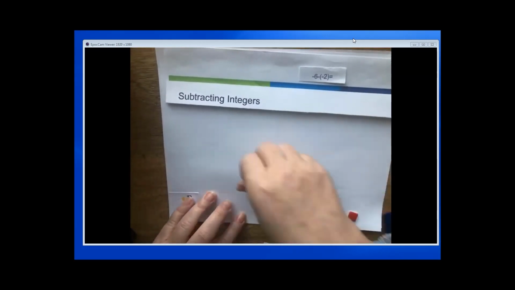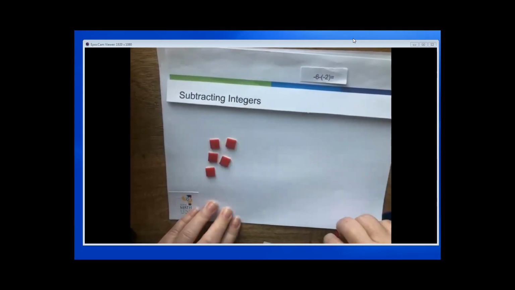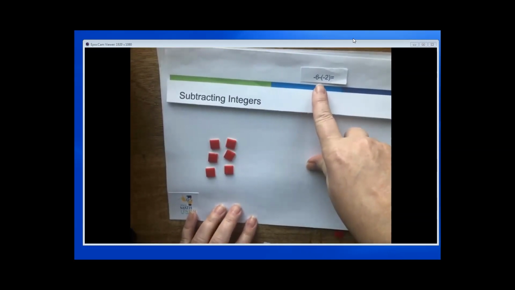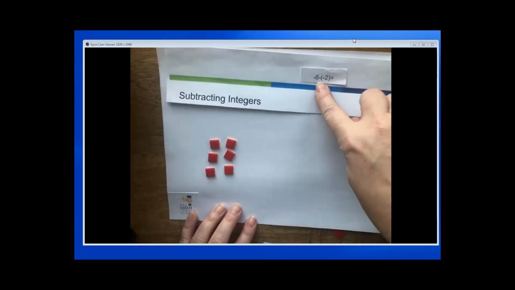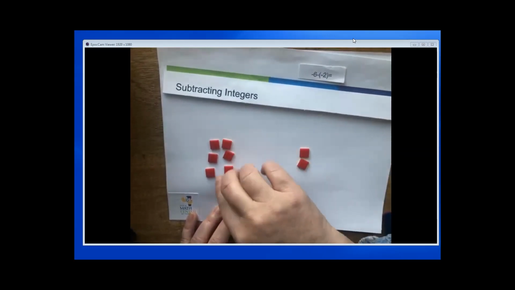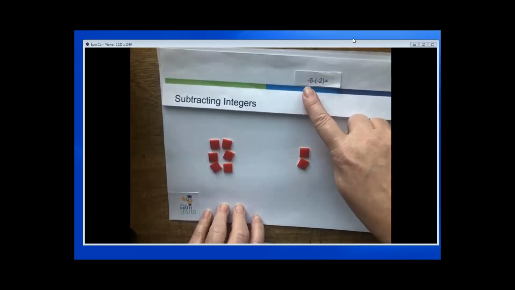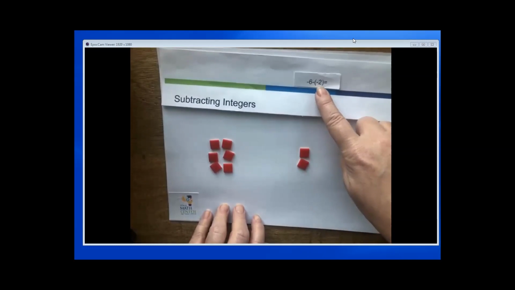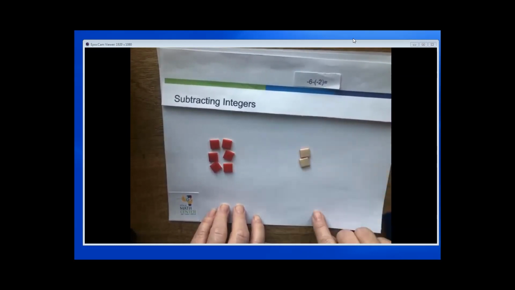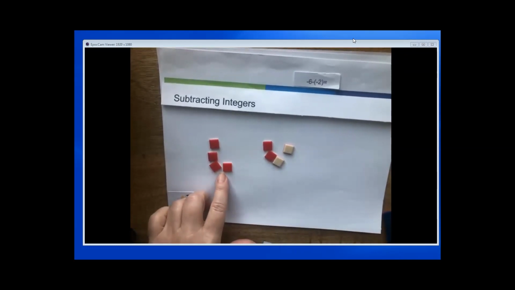So I'm going to build negative 6. Okay, and I have negative 6, and I'm going to take away that minus sign in between there, and I'm going to build negative 2. Using that definition of opposite, this problem says I have negative 6, and I want the opposite of negative 2. What is the opposite of negative 2? It's a positive 2. So I can line up a zero pair, and I have negative 4 left.